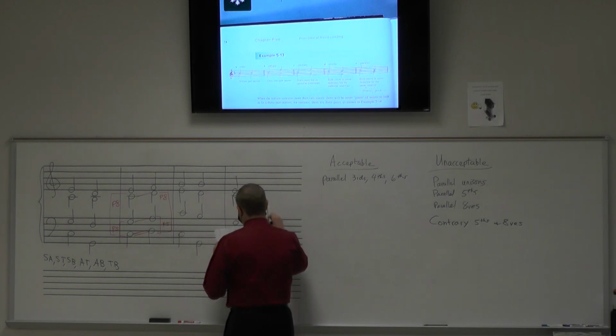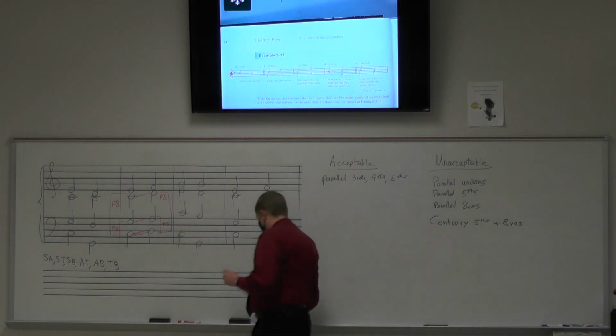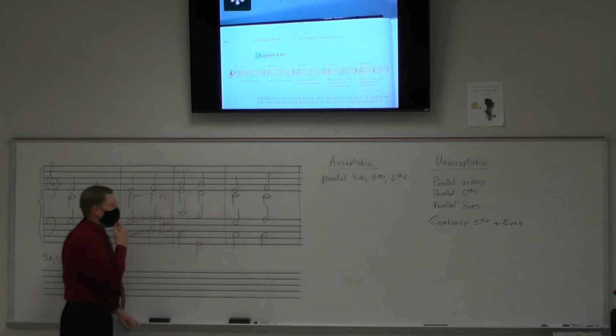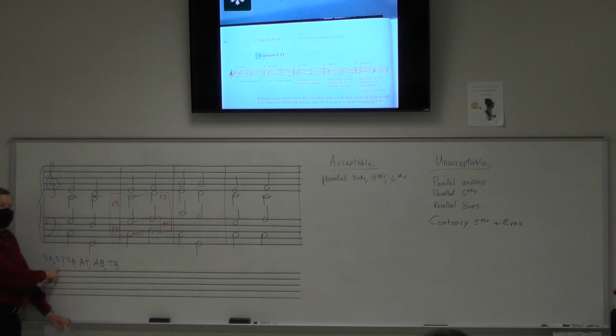Here, here, and here, and here. Okay. Now, one of the tricks to good part writing is being able to look at all the different pairs of voices and determine if any of these pairs of voices have parallel motion. If any of these pairs of voices have static, oblique, contrary, or similar motion, they're totally fine. You don't have to worry about it.